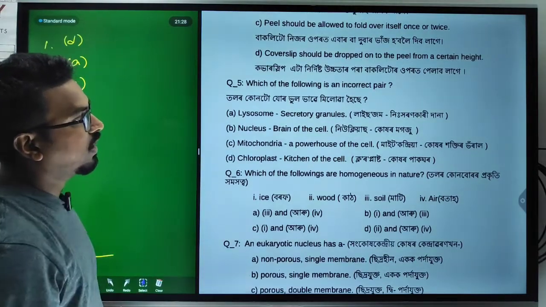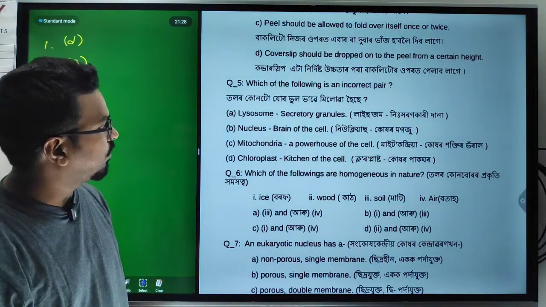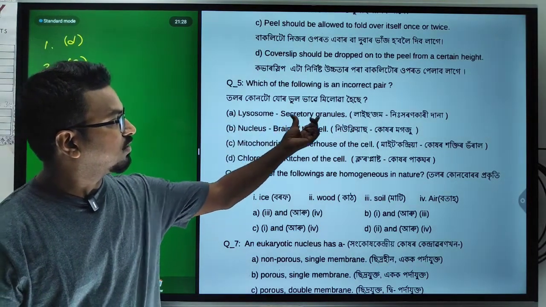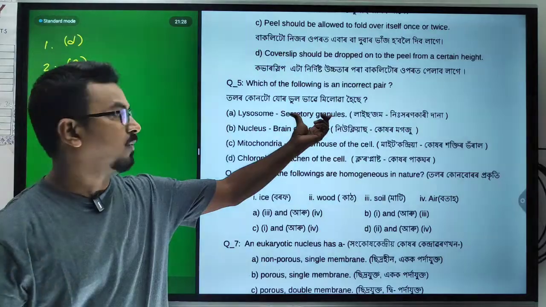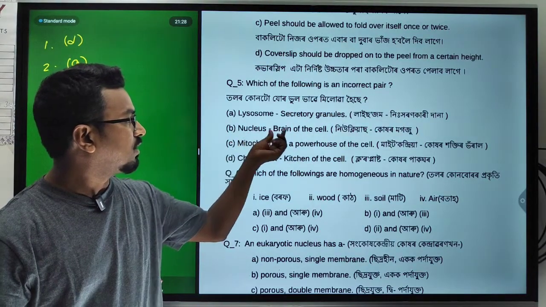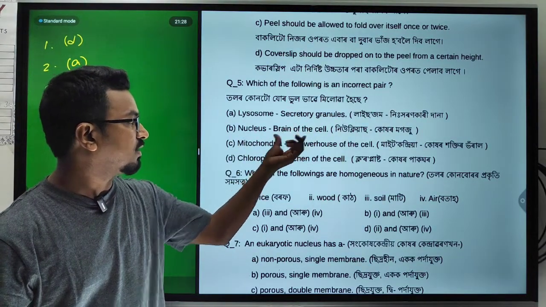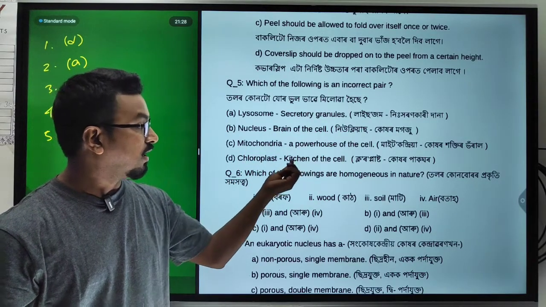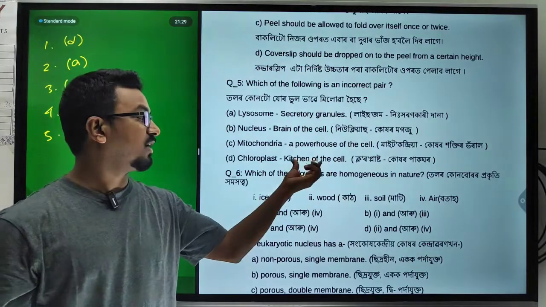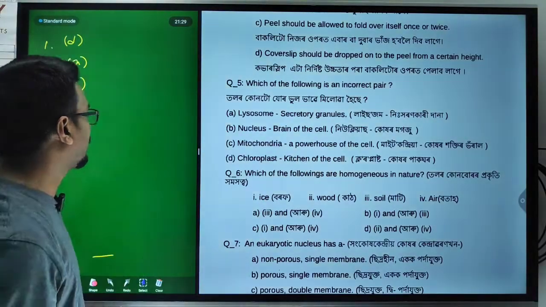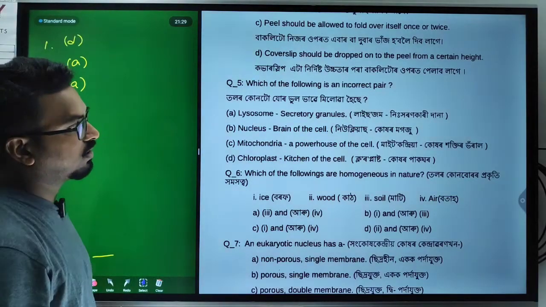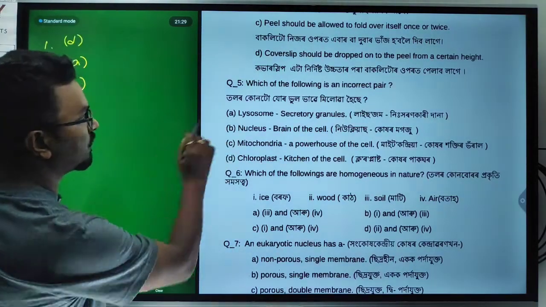Next, question number 5. Which of the following is an incorrect pair? Incorrect pair. Here you see lysosome, secretory granule. Is this right? No. Nucleus is the brain of the cell, correct. Mitochondria, powerhouse of the cell. Chloroplast, kitchen of the cell. So the answer will be option A. Lysosome, secretory granule is not right, so this is incorrect.